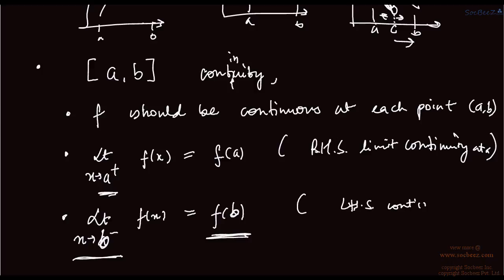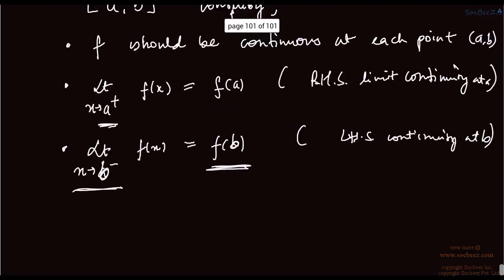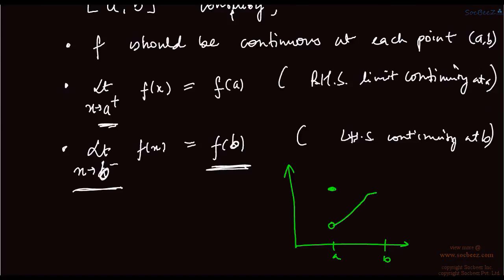At b, okay, let me show it to you using a graph, a colored pen. Let's say this is A, this is B. The value of the function at A is this, and the function is starting from here. And the value at B is this, but the function is ending here.